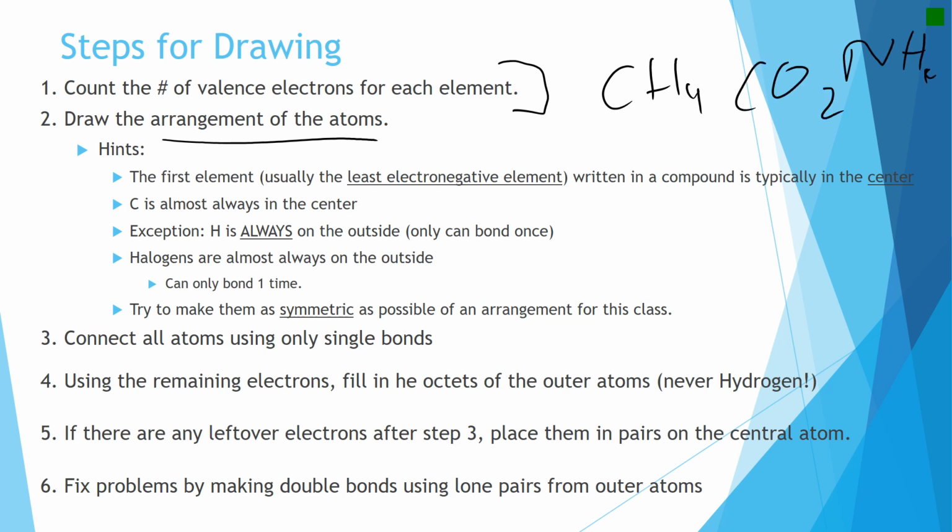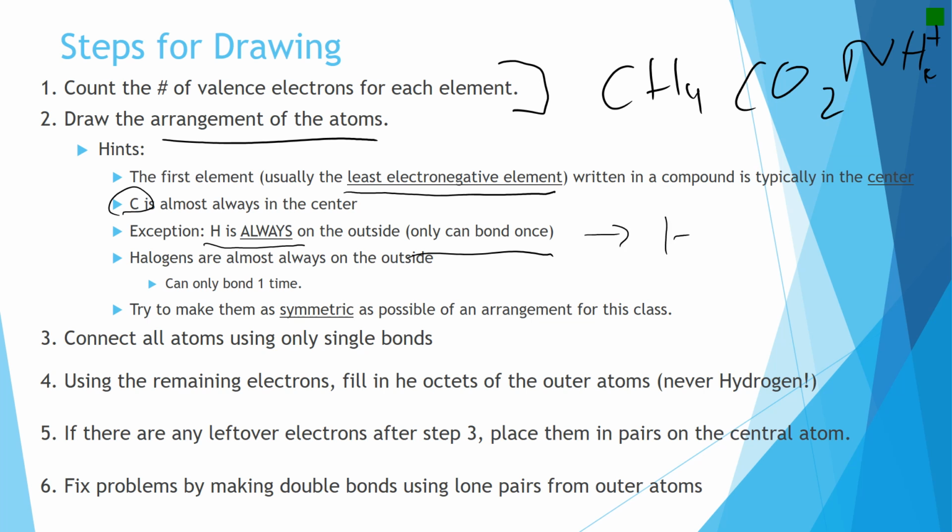NH4 plus, things like this, and you're going to have to figure out what is the best structure, how would they combine to form these bonds. So they kind of have some hints, and the first is that you always put the least electronegative element in the center typically. So that means that carbon is always in the center. Hydrogen is always on the outside. Okay, why? Because it can only form one bond.